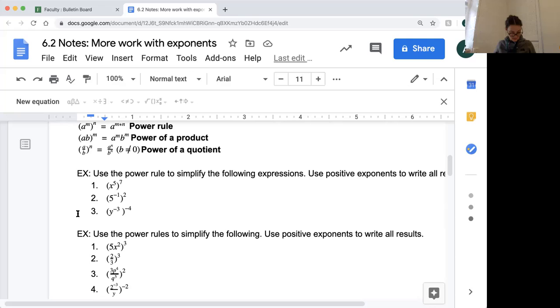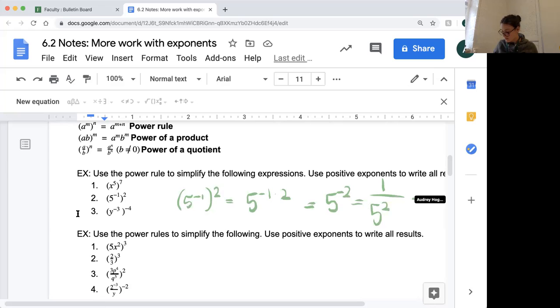Next up, we have 5 to the negative 1, squared. Again, we're going to multiply our exponents. So 5 to the negative 1, squared, equals 5 to the negative 1 times 2, which is equal to 5 to the negative 2. And then it says use positive exponents to rewrite all answers. So we know this is going to be equal to 1 over 5 squared. And we know that 5 squared is 25, so we can rewrite this as 1/25.